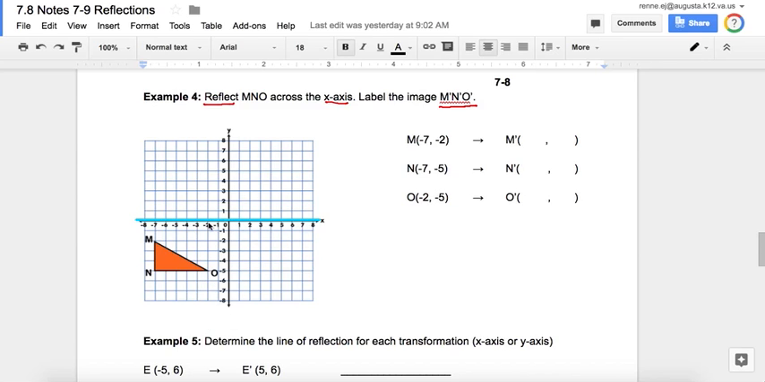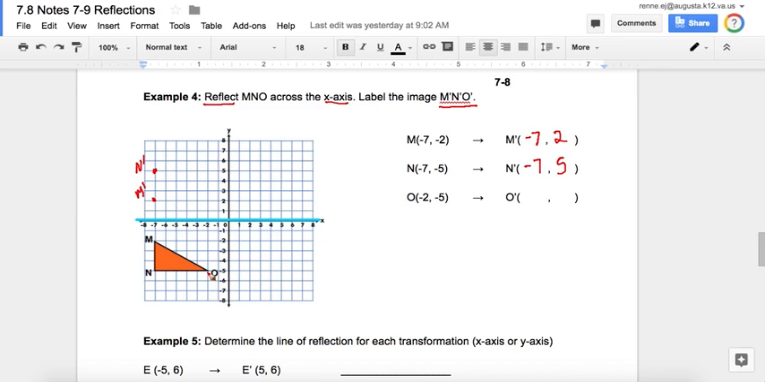Okay, now we have to make sure we cross that line. So we're going to start at M, since that's my first letter up here. And we're going to say 1, 2. We're going to call this M prime. And before we do that, we're going to come over here and write negative 7, 2. And then we're going to find N, and we notice it goes 1, 2, 3, 4, 5. N prime. And we're going to write down the new coordinates, which are negative 7, 5.